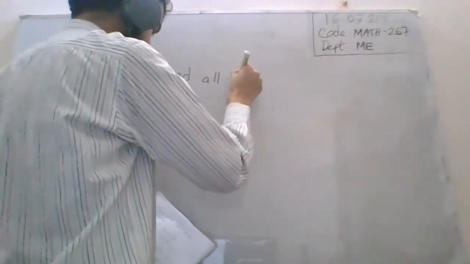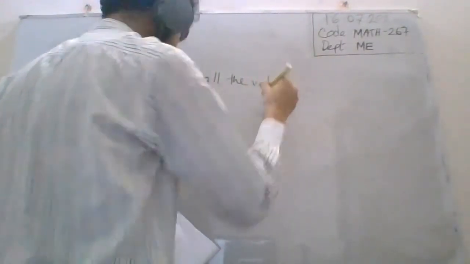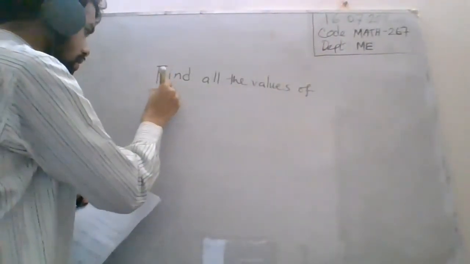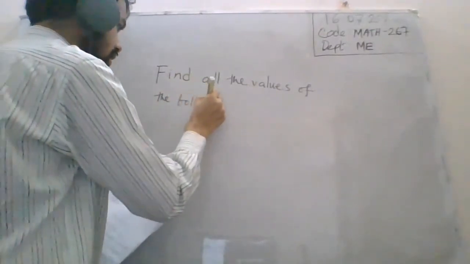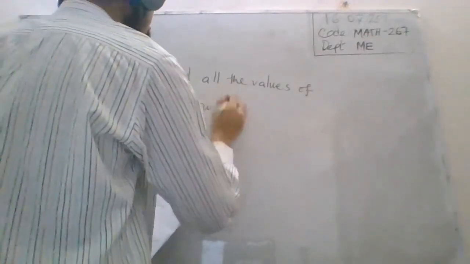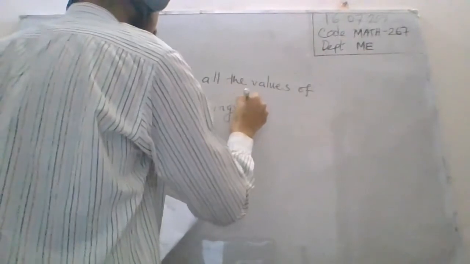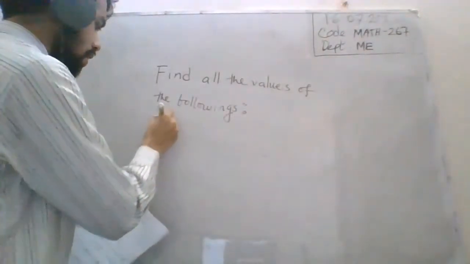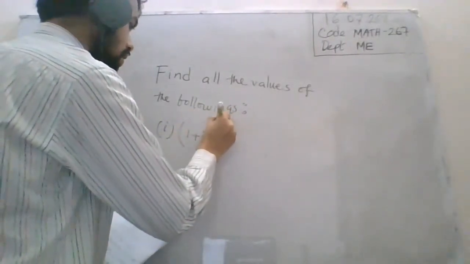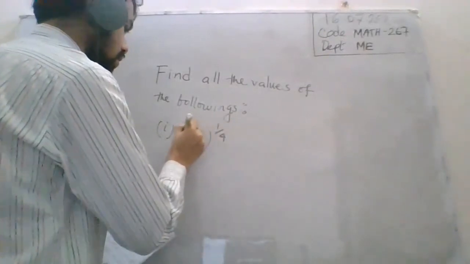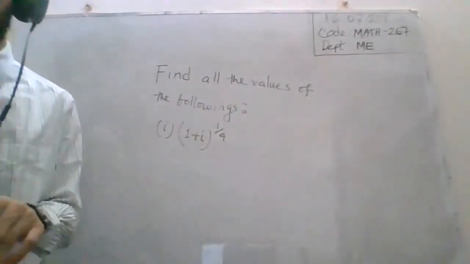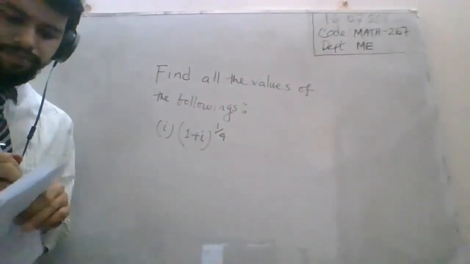Find all the values of the following. This is the system for finding the nth root. So (1 plus I) to the power 1/4. So how could I solve it? How can I solve it? How will we solve this, tell me.